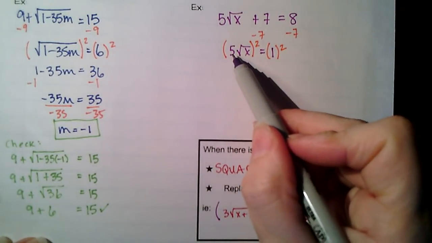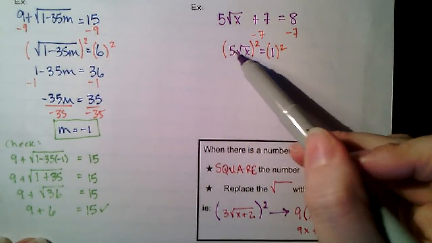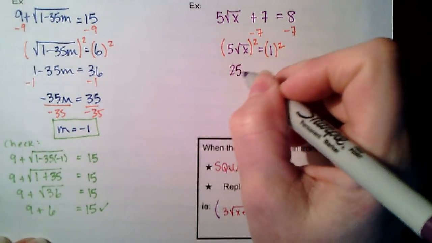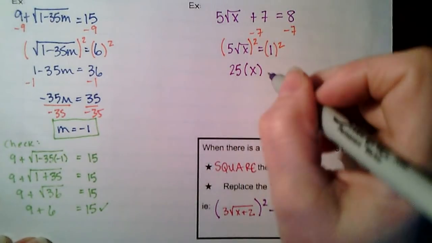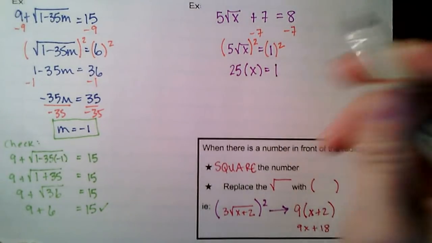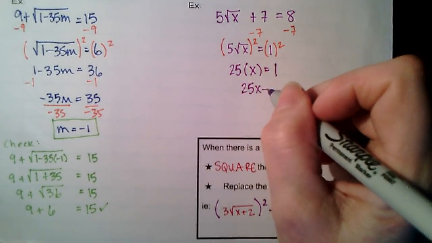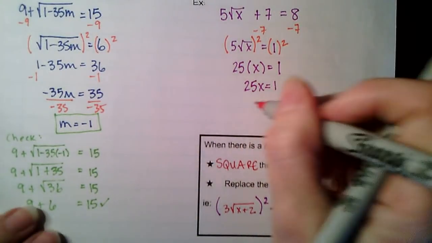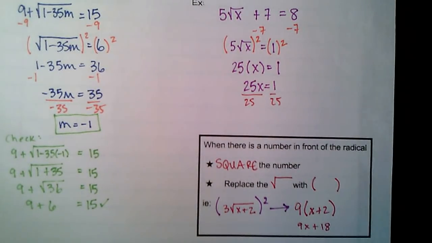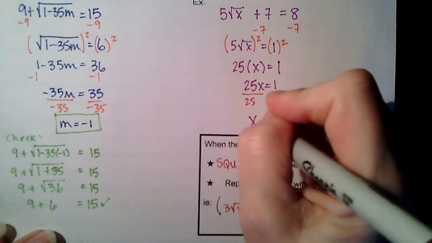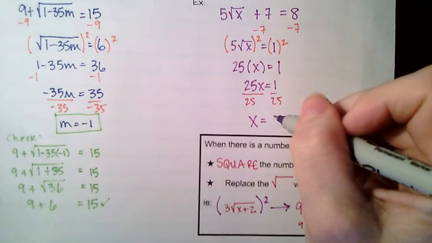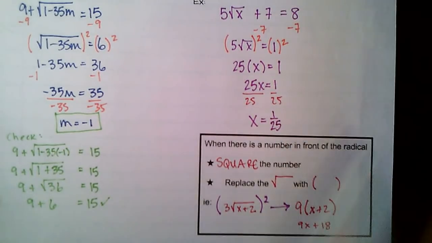So here on the left side, I'm going to square the number, replace the radical with parentheses. So 5 squared, 25, replace the radical with parentheses. On the right side, I'll do 1 squared, which is still 1. So I have 25x equals 1. I will divide both sides by 25. That still leaves me a fraction, but it's an easier way of getting it. So it's 1 divided by 25 is 1/25.